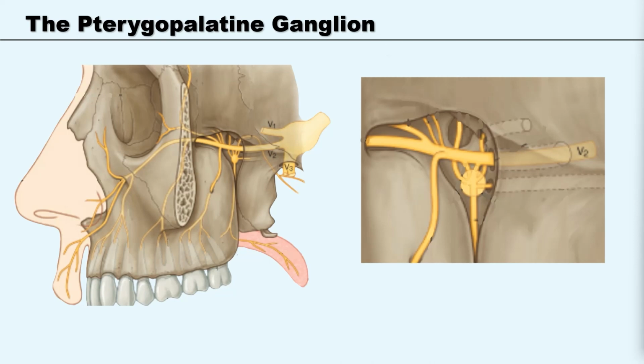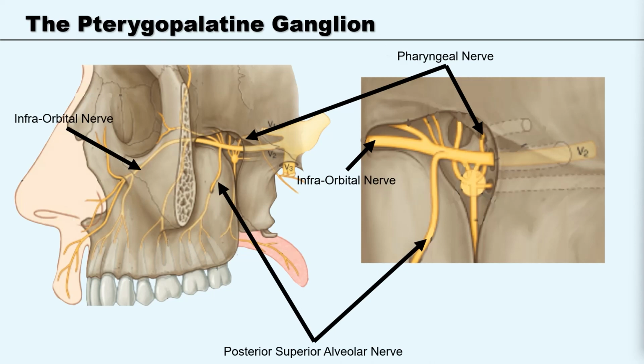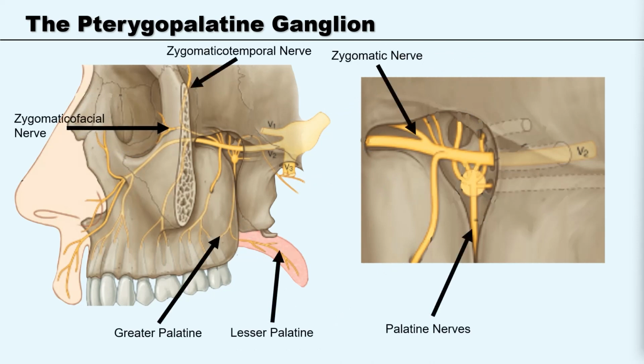We can also see some of the important nerves branching from the maxillary nerve. We have the infraorbital nerve, the pharyngeal nerve, the posterior superior alveolar nerve, the zygomaticotemporal, the greater palatine, the lesser palatine, and the whole palatine nerves from which these two latter arise. We will look at these in more detail in a few moments.